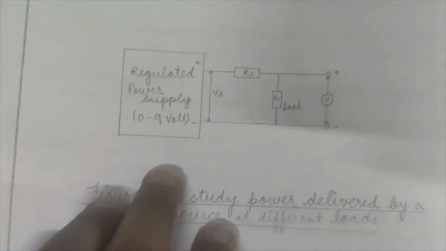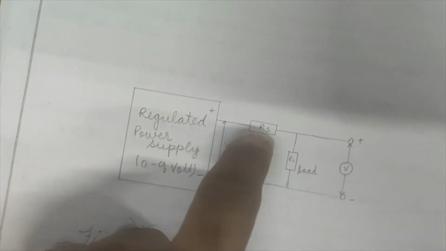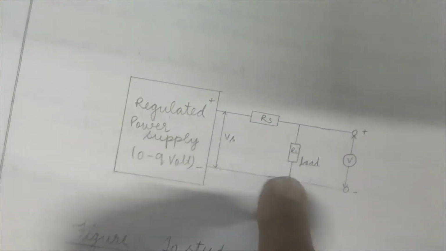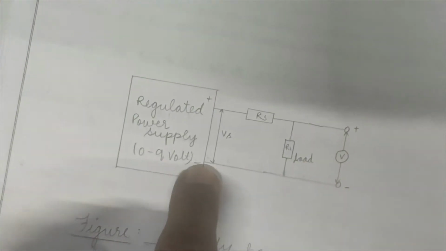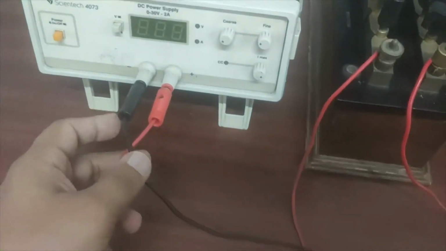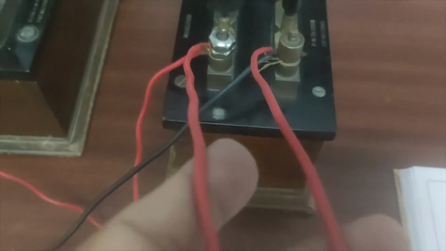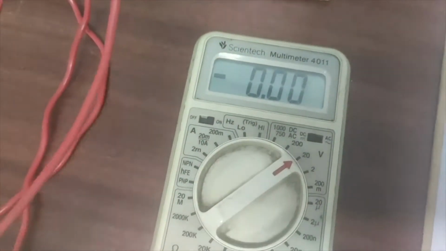The circuit is very simple: the positive of the source goes to RS, from RS it goes to RL, and from RL it goes back to the negative of the source. We take the output through these two wires across this RL using the multimeter.